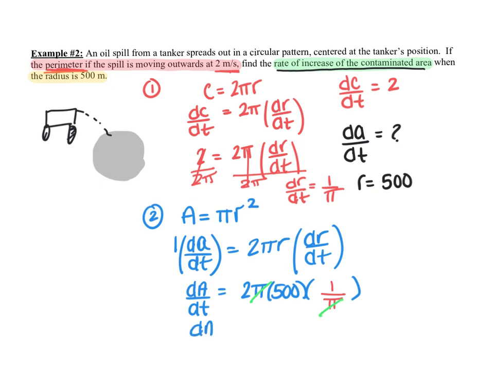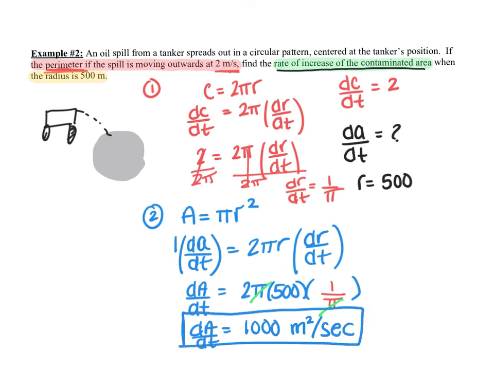So my dA/dt is just going to be 2 times 500, which is 1,000. So 1,000, now we're talking about area, so 1,000 meters squared per minute. Or sorry, seconds. Sorry, the last example was in minutes. So meters squared, because we're talking about area, per second.